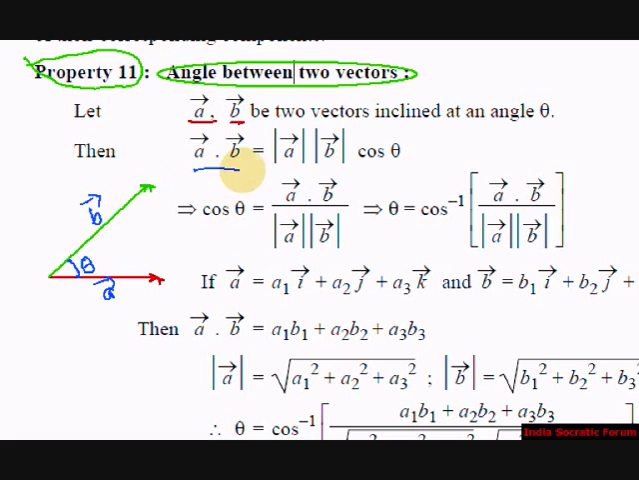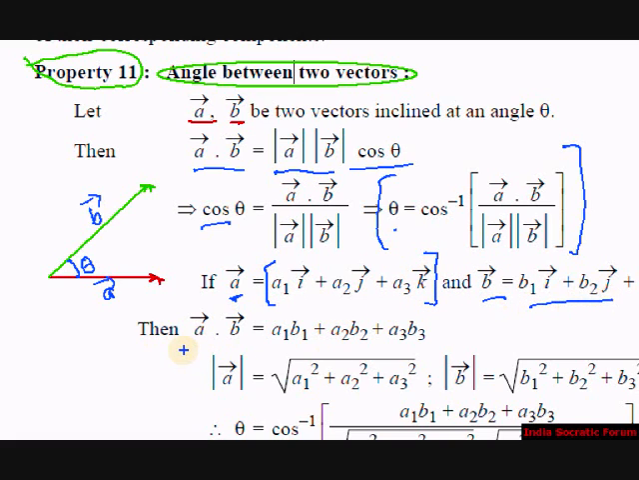A vector dot B vector is modulus of A times modulus of B times cos theta. So cos theta is the one we need to find out. We found it this way. We brought the modulus terms underneath, so theta is cos inverse of this expression, right? So if A vector is represented in these i, j, k components and B vector in this way, then A dot B is going to be what? A1 B1 + A2 B2 + A3 B3. That's what we found, right?